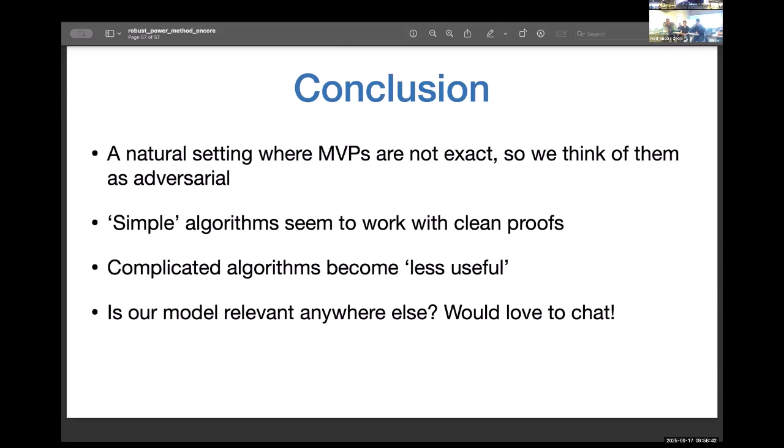Questions. Did you also try other kernel functions? Yeah, so our thing works for every kernel function you get measured. You get slightly different guarantees.